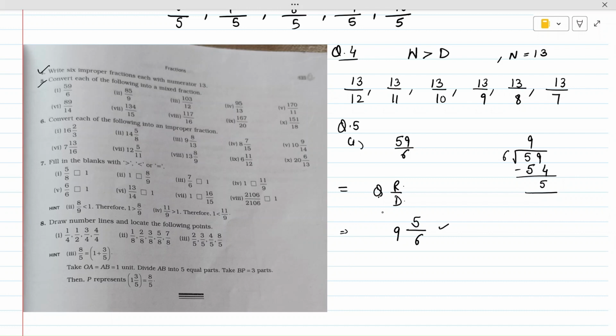Okay. So similarly, we have 10 parts to this question. Let me do 2 more parts for you. Although we have done many such questions in Ganit Prakash. Let me do it fast.